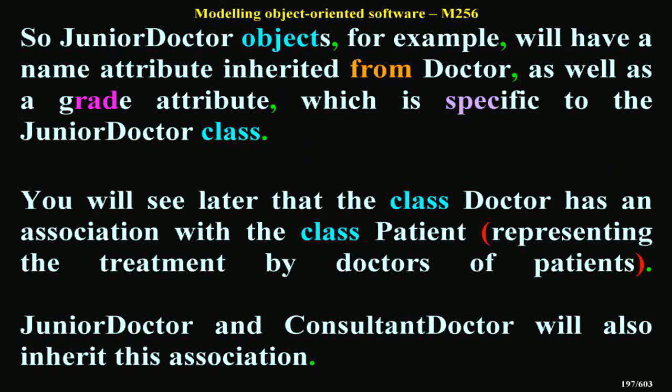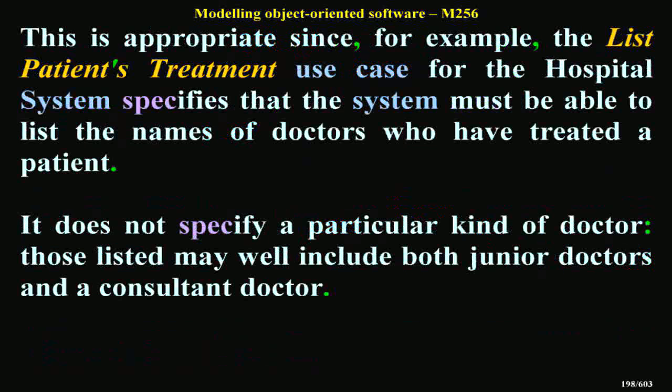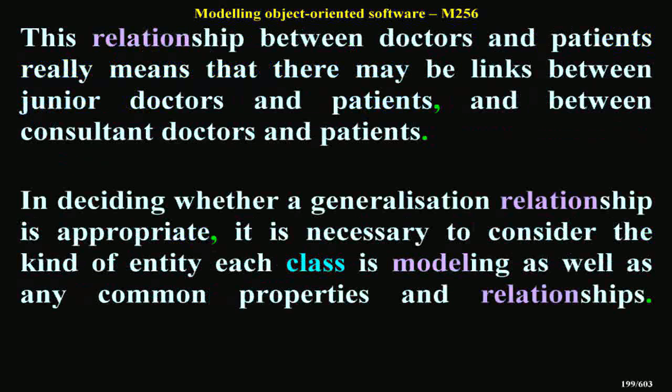You will see later that the class doctor has an association with the class patient representing the treatment by doctors of patients. Junior doctor and consultant doctor will also inherit this association. This is appropriate since, for example, the list patient's treatment use case for the hospital system specifies that the system must be able to list the names of doctors who have treated a patient. It does not specify a particular kind of doctor. Those listed may well include both junior doctors and a consultant doctor.